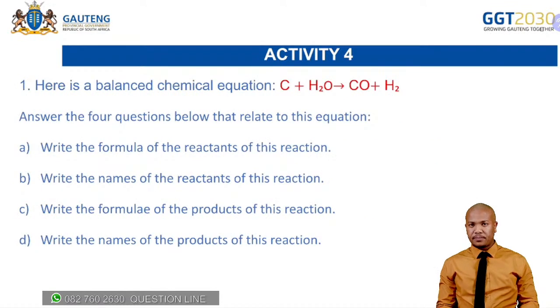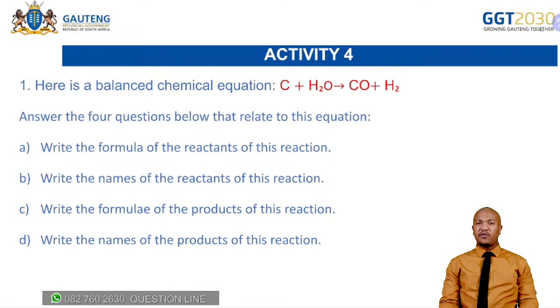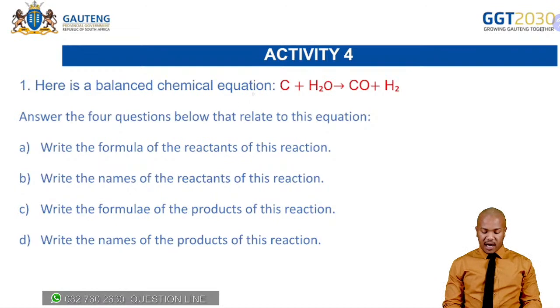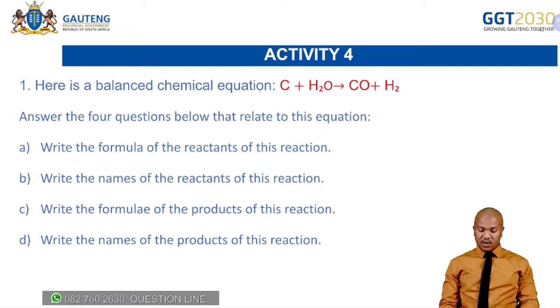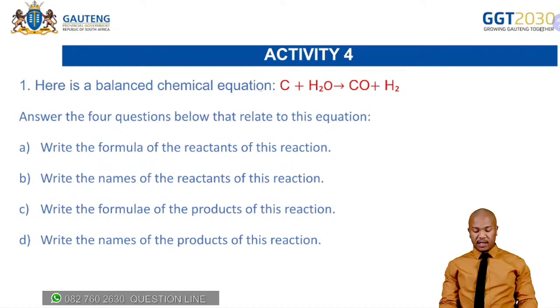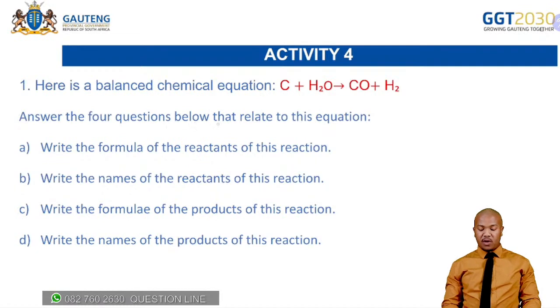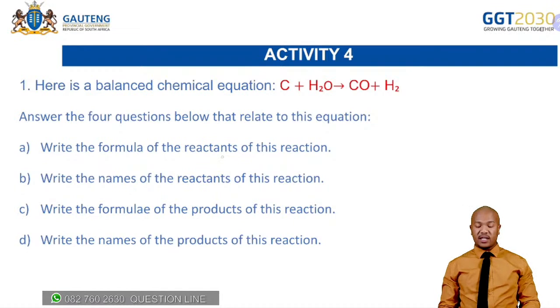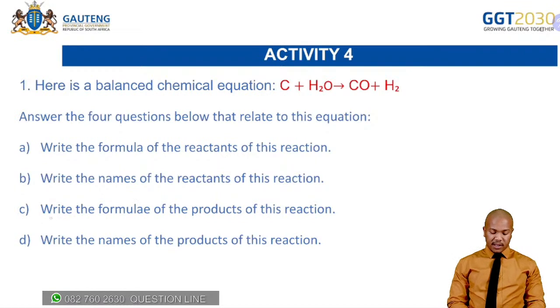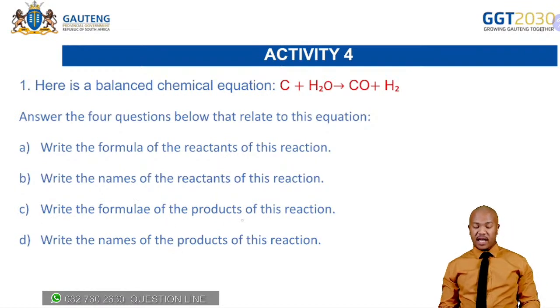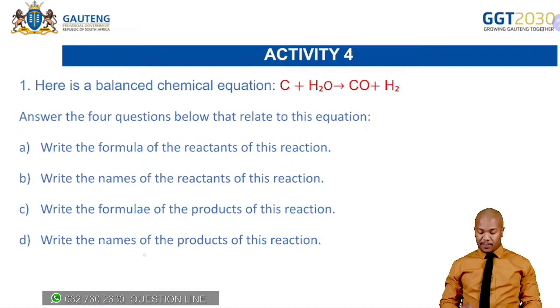Right, activity 4. Let's take another minute to finish off this activity. Number 1. Here is a balanced chemical equation. Carbon plus water, they form carbon monoxide plus hydrogen, right? Now answer the 4 questions below that relate to this question. A. Write the formula of the reactants for this reaction. B. Write the names of these reactants. C. Write the formula of the products of this reaction. And D. Write the names of the products of this reaction. Let's meet again in a minute.